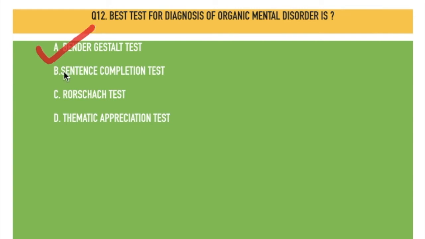Let's see other options. The sentence completion test. It is for personality. It is for finding out personality disorders. Personality assessment. That is sentence completion test. Next, Rorschach test. Rorschach test is also used for personality assessment and also for emotional assessment.